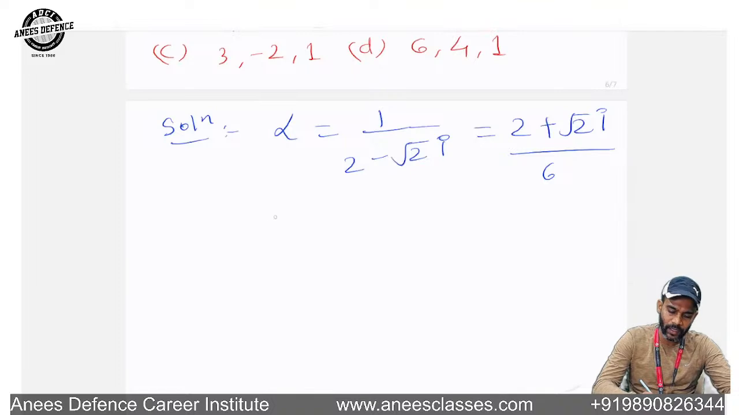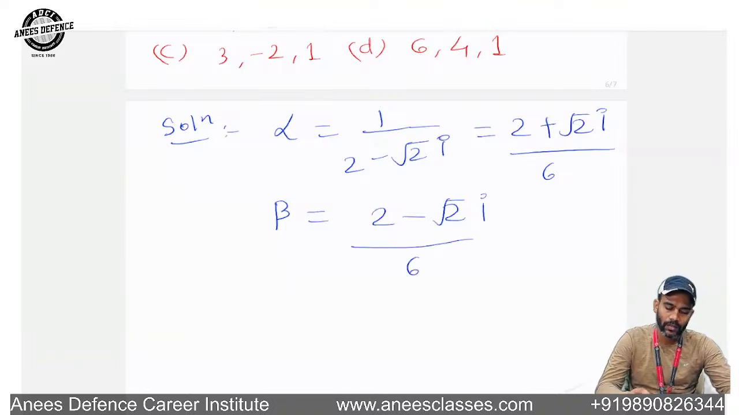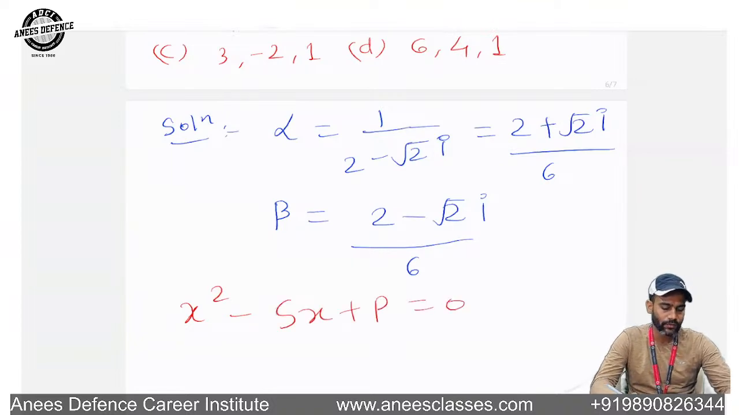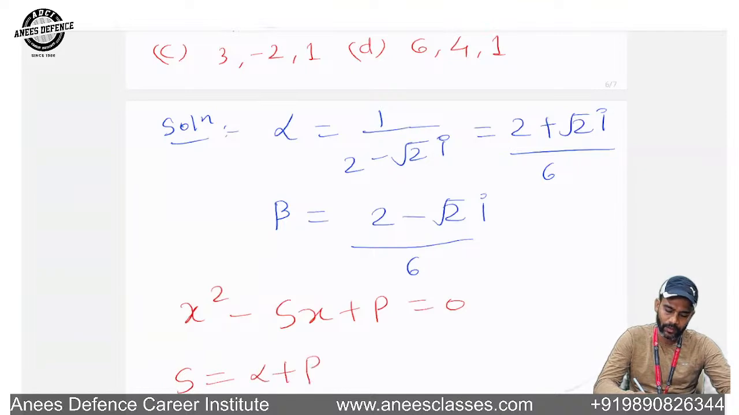Now, what is beta? Beta would be (2 minus root 2 iota) by 6. Yes or no? Now, since we know the roots, we can form an equation. That is x square minus sx plus p is equal to 0. So we have to find out s and p. Okay.